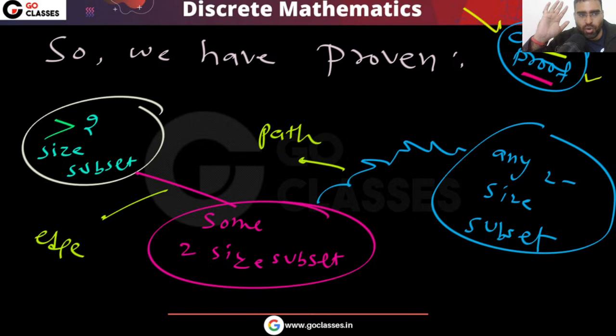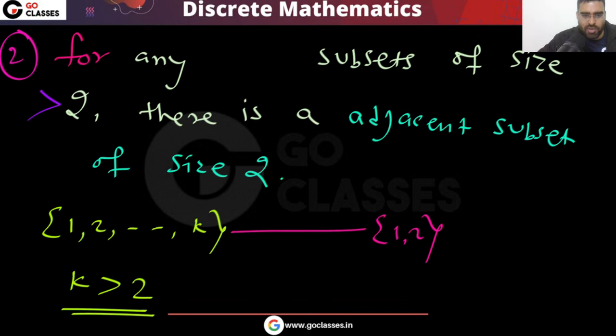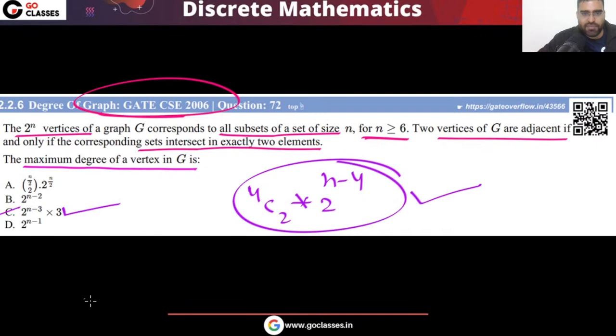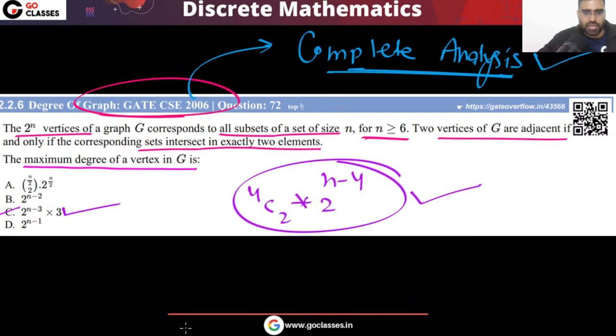So this question is over. The complete analysis of this question is over. Now you are free from this question. A lot of time we have spent on this question, but anyway, is it clear? This GATE 2006 question, the complete analysis is over. Now you are free from it. Okay, let's move on to the next question.